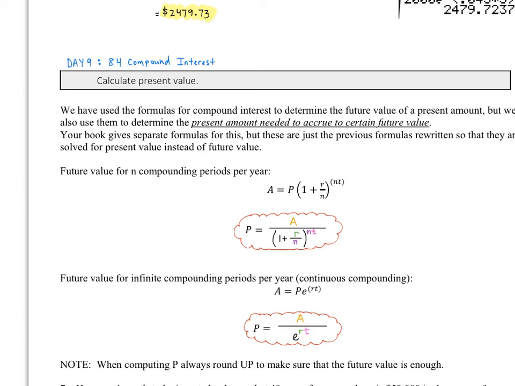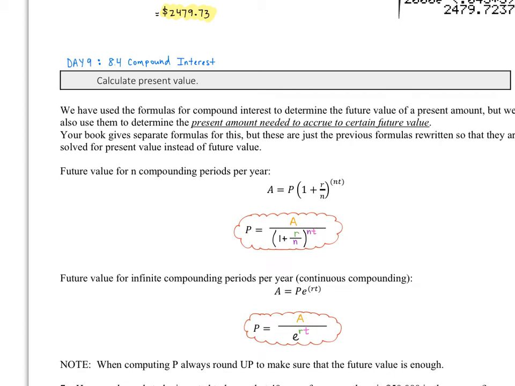Welcome to the second part of 8.4 compounding interest. Today we're going to talk about calculating present value given the future value. We'll go through some examples and talk about rounding on the calculator, and that'll about do it.